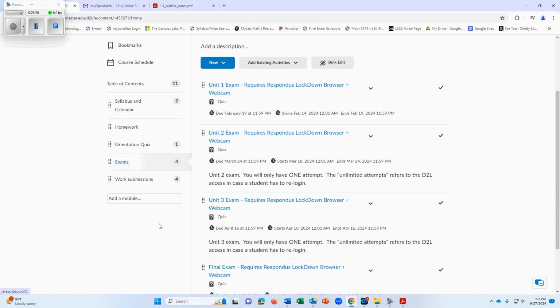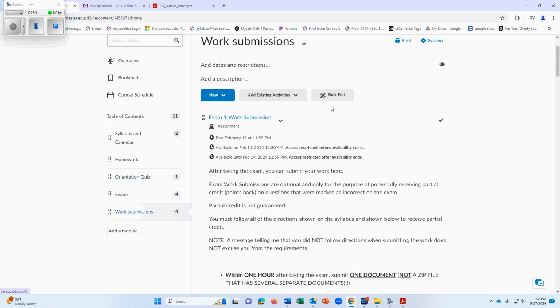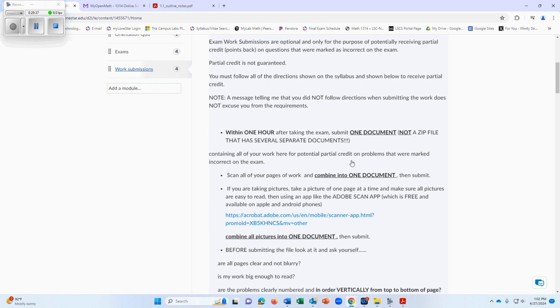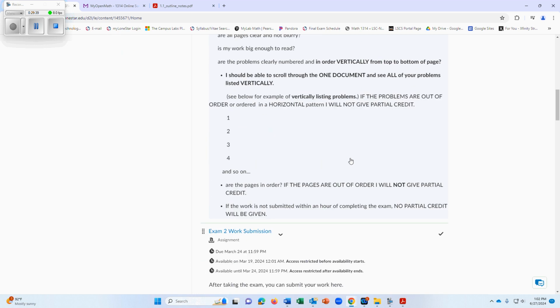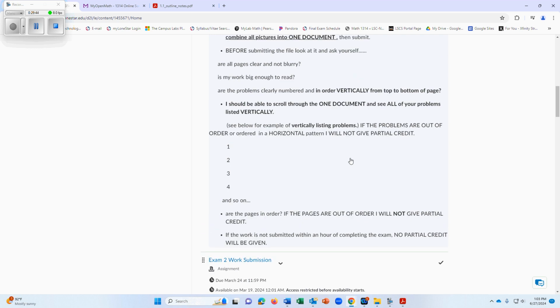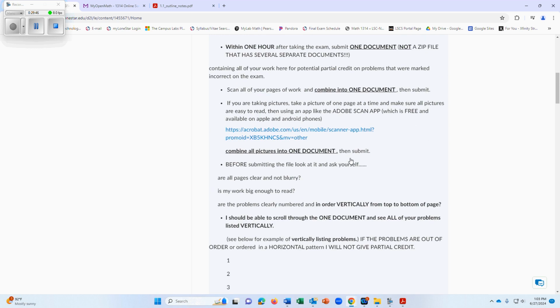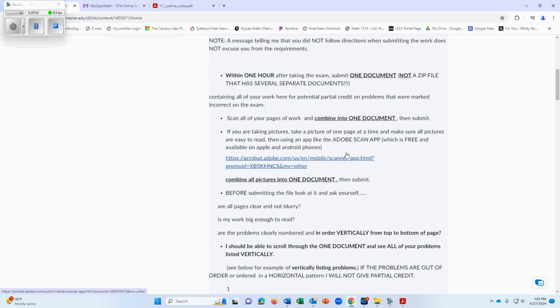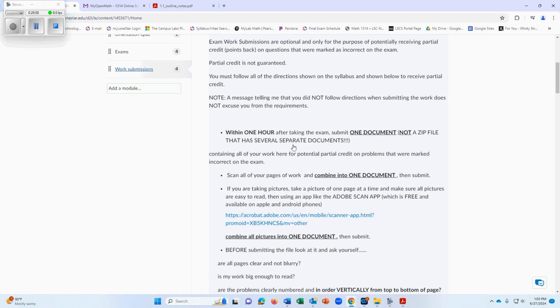Oh, work submissions. So here's the work submissions. Once again, I need to fix the dates, but I'll do that. Make sure you read through this. It's pretty detailed, but basically I don't want you to send me a bunch of chicken scratch. I want to make sure it's organized, and I want it to be a single document. You can even do it with your phone if you need to. There are apps out there that let you take pictures, convert them to a PDF file, and upload it.